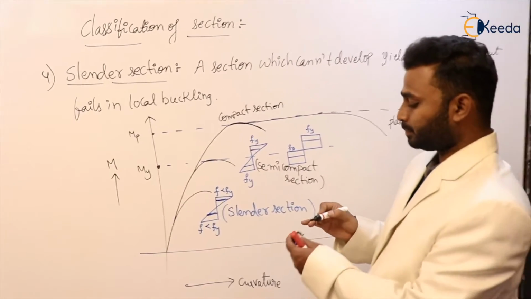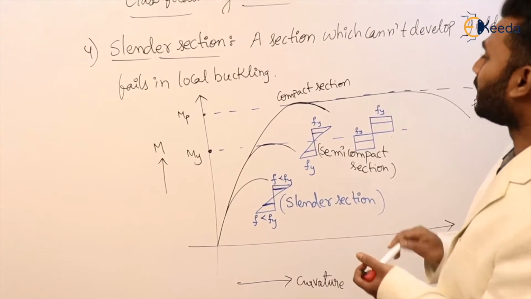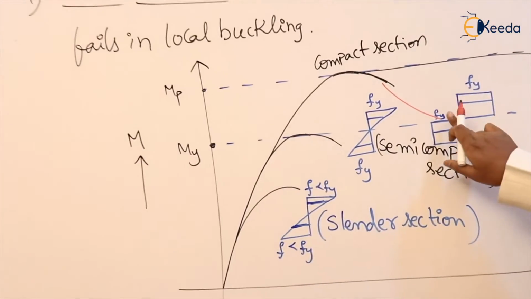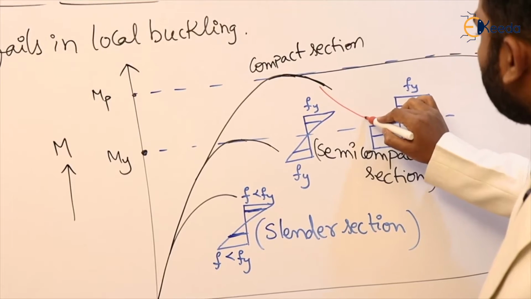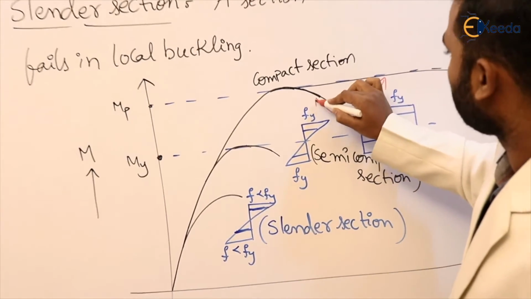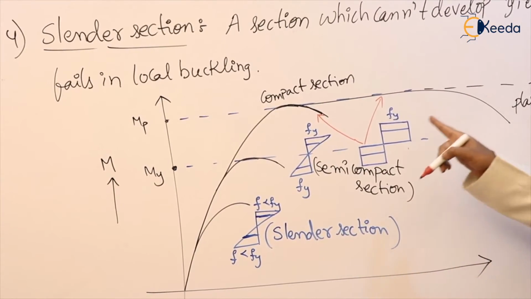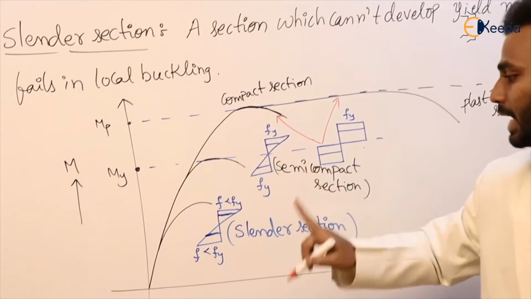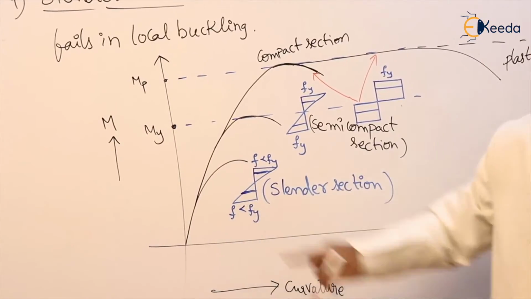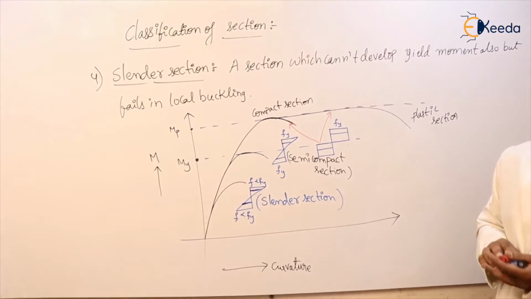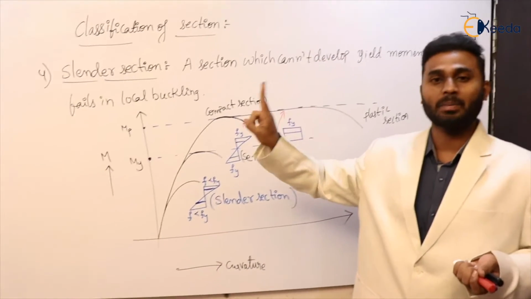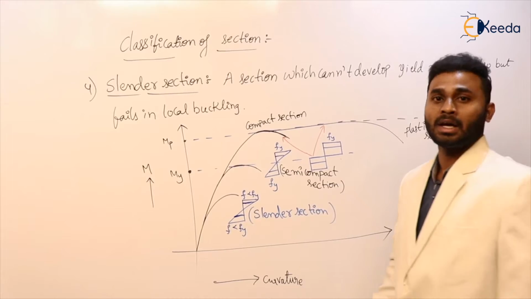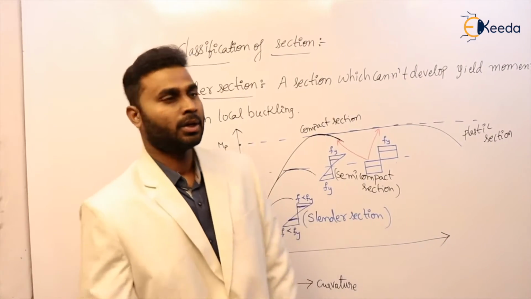So for both compact section and plastic section, the stress distribution is the same. This is the stress distribution for compact and plastic section, and this is the stress distribution for slender section. So this classification of plastic section, compact section, semi-compact section, and slender section is based on the plastic moment and yield moment. Clear? So this is one criteria.